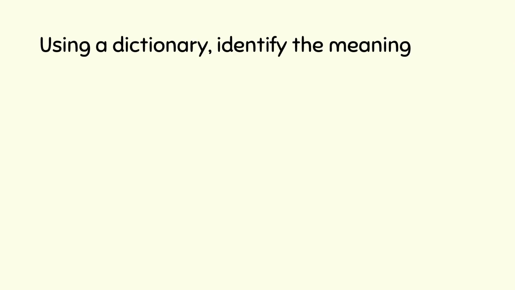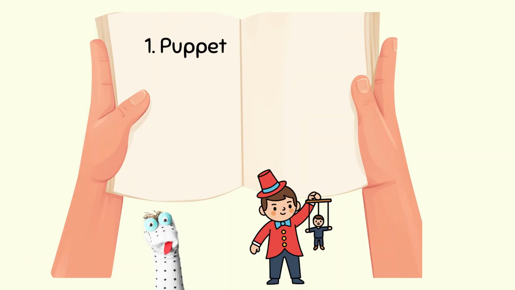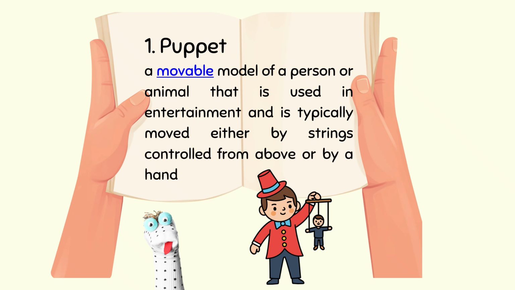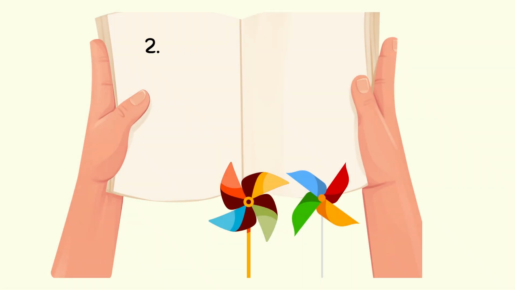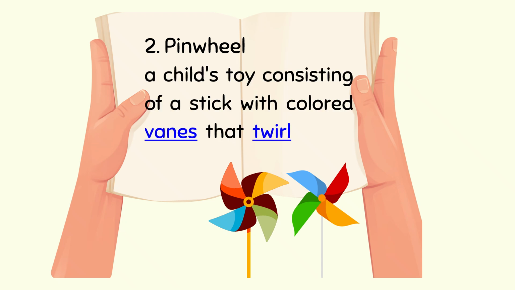Using a dictionary, identify the meaning of the following words. You have your puppet, pinwheel, and wheel. The first word is the puppet, a movable model of a person or animal that is used in entertainment and is typically moved either by strings controlled from above or by a hand inside it. Number 2, we have here a pinwheel, a child's toy consisting of a stick with colored vanes that twirl in the wind.